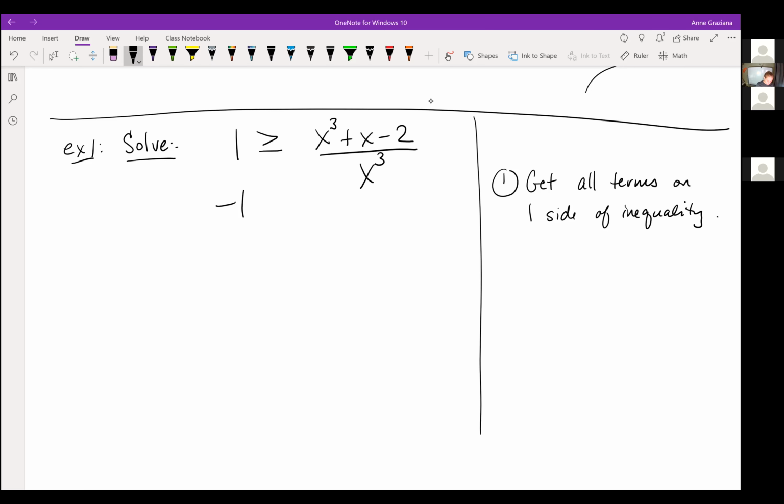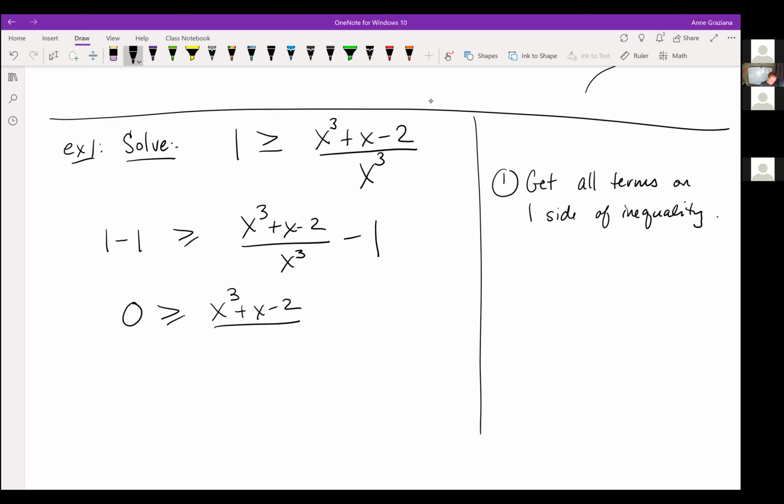I'm going to subtract 1 from both sides. Actually, I'm going to do it like this. Let's go across: 1 minus 1 greater than or equal to this whole fraction minus 1. Just because of the inequality, it seems weird to go underneath. So 1 minus 1 is 0, greater than or equal to x to the third plus x minus 2 over x to the third, minus 1.